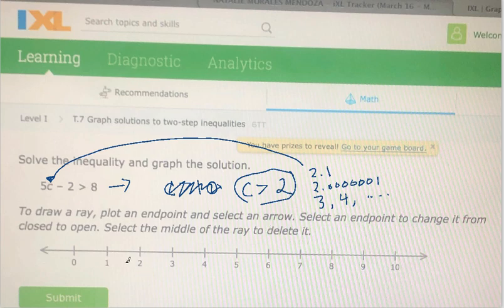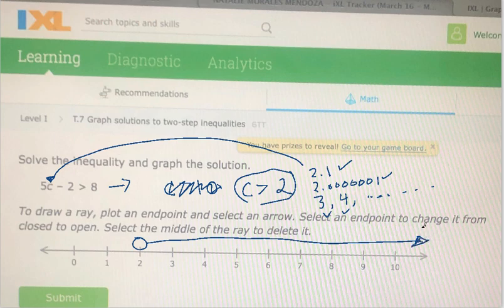So here's your number line. Well, c greater than 2, I'm going to take the 2 and I'm going to put a circle right here above the 2. And then I know it's greater, any number greater than 2. And so we said 2.1 works, 2.000001 works, 3 works, 4 works, etc. Any number bigger. So I'm going to draw the ray going to the right with an arrowhead. And what this line represents are all the numbers that are bigger than the number 2.